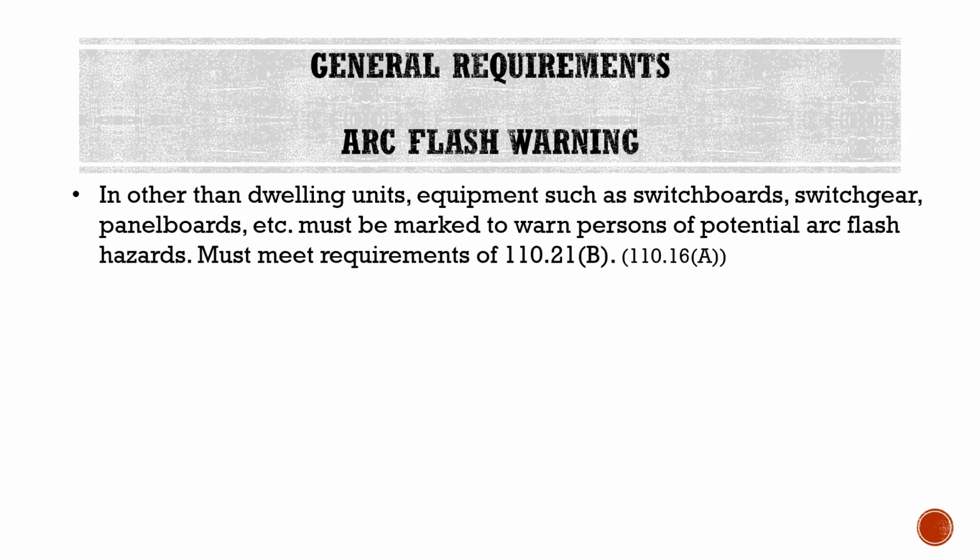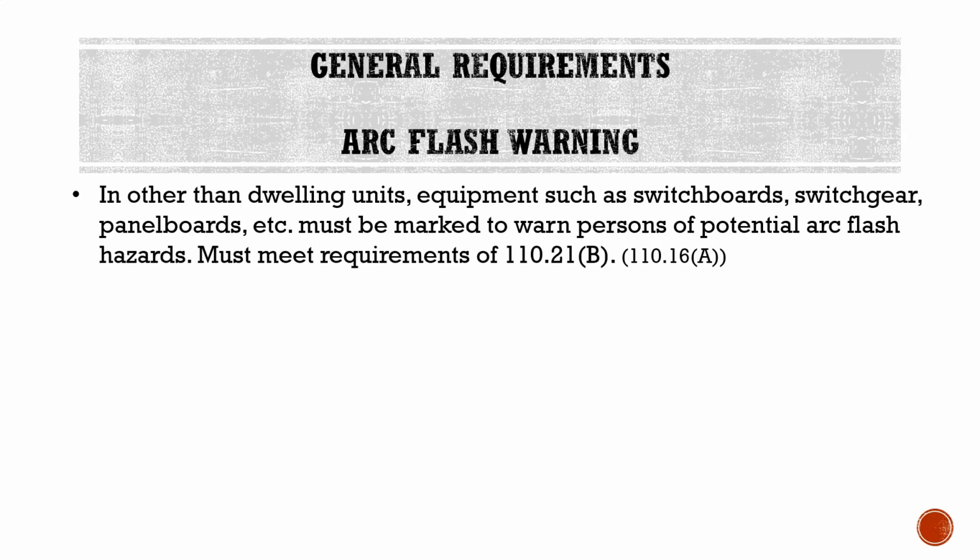So moving away from conductors now, we're going to be talking about equipment again. However, now instead of talking about the equipment itself, we're going to be talking about different types of labels and warnings we have to put on it, starting with arc flash warnings. So in other than dwelling units, equipment such as switchboards, switchgear, panelboards, etc. must be marked to warn persons of potential arc flash hazards. And this label must meet the requirements of 110.21(B).